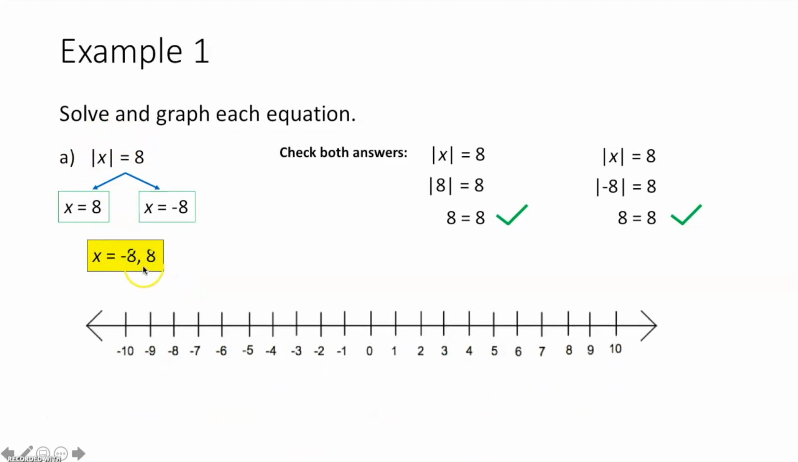To graph this, it's really easy. Just go to negative 8 on your number line, put a point, go to positive 8, put a point, and you're done.